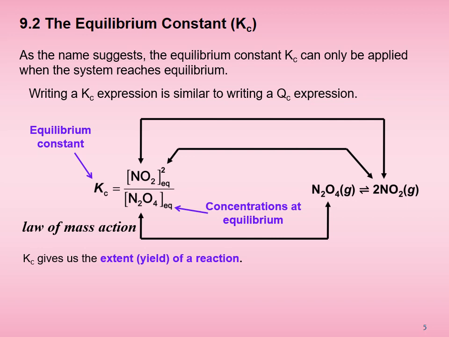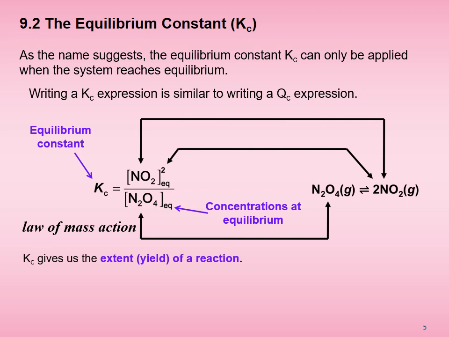If the magnitude of Kc is large, it means that the numerator is bigger than the denominator. Now, the numerator is all about product concentrations, while the denominator is all about reactant concentrations. A larger numerator implies that the product concentrations are high, and a smaller denominator implies that the reactant concentrations are low, which means that at equilibrium there are more products present than reactants. This in turn means that the formation of products is more favorable than the formation of reactants.